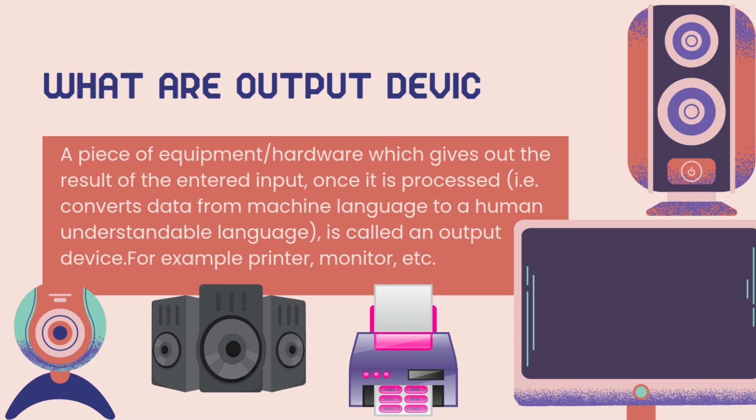What are output devices? Output devices give us the result of the computer's processing. They convert machine language into human readable form. Examples: monitor and printer.